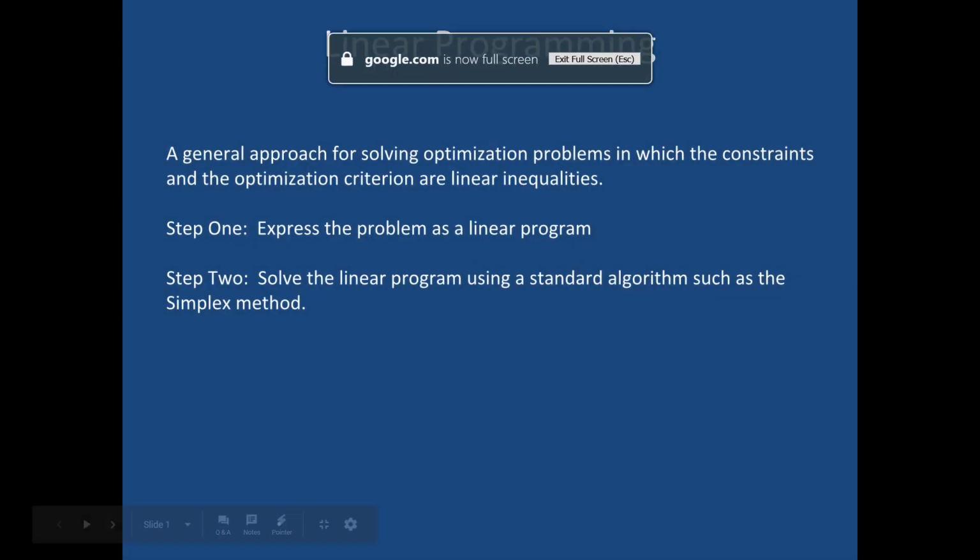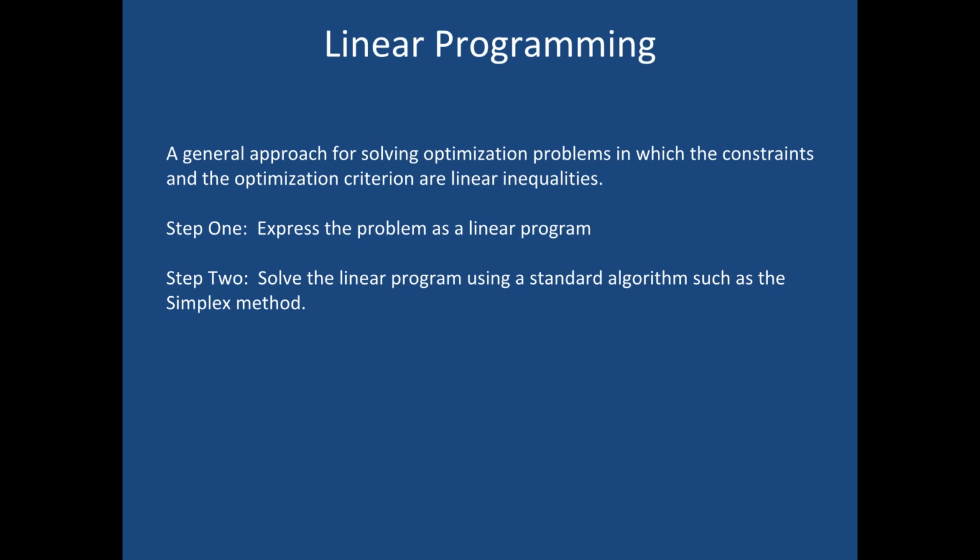Linear programming is a general approach for solving optimization problems in which you can describe the constraints on the problem and the optimization criteria as linear inequalities or equalities. Step 1, you express the problem as a linear program, and I'll show you what a linear program is. Step 2, you solve the linear program using a standard algorithm. We're going to spend some time talking about the simplex algorithm, which is one of the algorithms for solving linear programs, but that's not going to be our main focus at all. We're going to focus on writing linear programs.